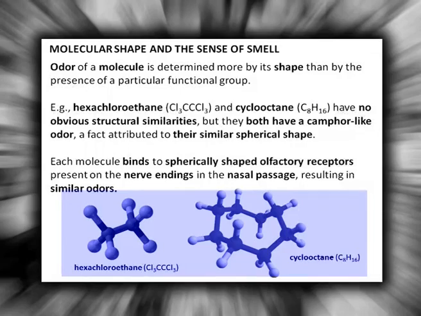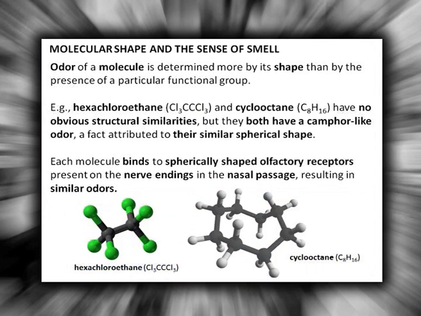Now, the odor or the smell of many molecules depends not on their chemical composition, but on their overall molecular shape. Say these two molecules, hexachloroethane and cyclooctane. They are chemically totally unrelated. The chemistry is totally different, but their overall shape is similar, that is, they are both spherical.